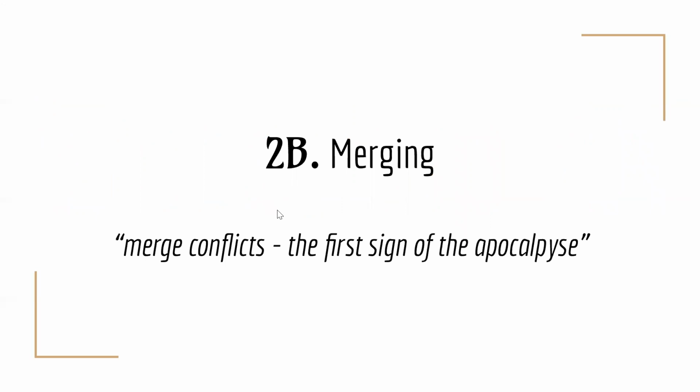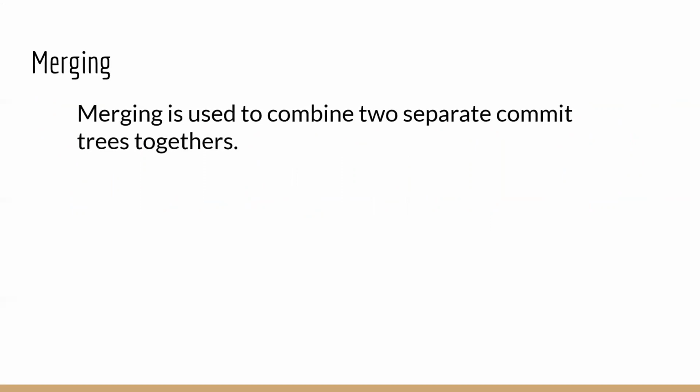So merge conflicts. The first sign of the apocalypse. I hope I spelled apocalypse right. We're going to go to the next slide before anyone can check. Okay, so merging is used to combine two separate commit trees together. As mentioned, if we have two branches, this is a tree-based structure. So in order to take those trees and combine them together, we need to figure out some way to manage any type of conflicts that may occur.